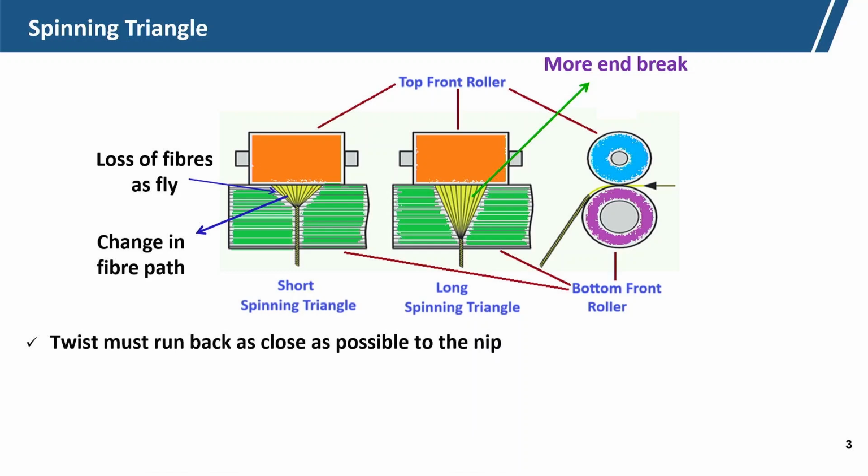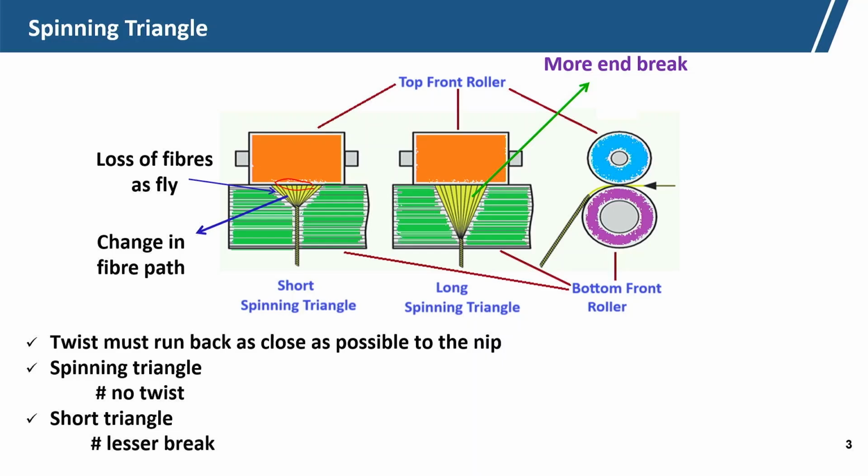So, twist must run back as close as possible to the nip of the front roller. In the spinning triangle there is no twist, and in a short triangle the breakage will be lesser. If we have a shorter triangle, breakage will be less, but the fly generation will be more.